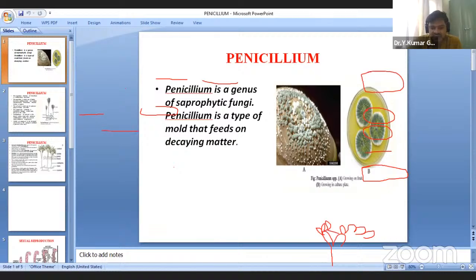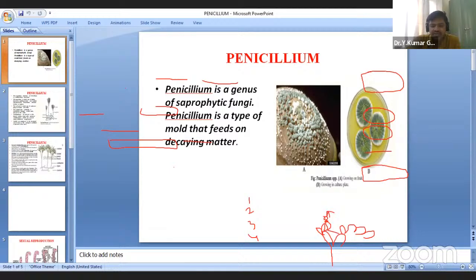So this is the phialide, and this is the first one. After the first one, the second is formed just below it. The second conidium pushes the first one upward. This process repeats, resulting in a chain of conidia in basipetal succession. Basipetal succession means the first conidium, second, third, fourth are formed in turn.